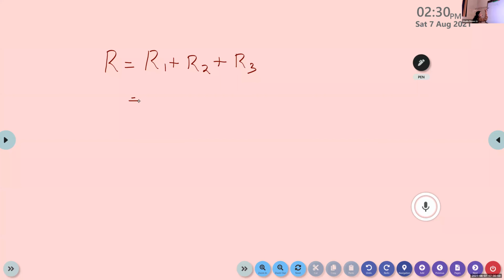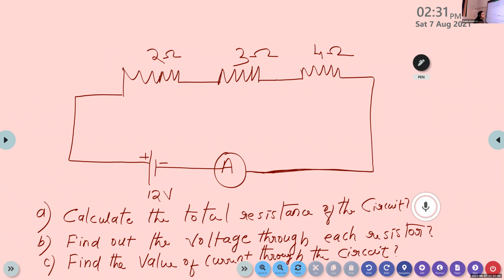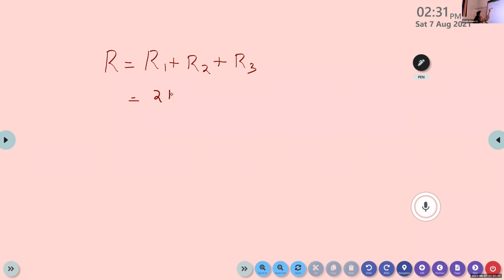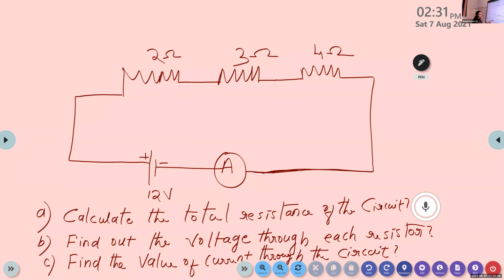Very good. Then what is R1 here? R1 is 2, R2 is 3, and R3 is 4. So it becomes 2 plus 3 plus 4, which is equal to 9. The SI unit is ohm. So the first question is over. Calculate the total resistance of the circuit. It is 9 ohm.